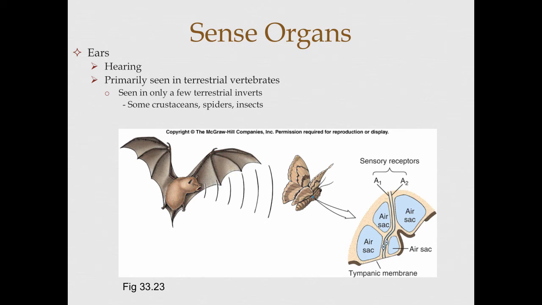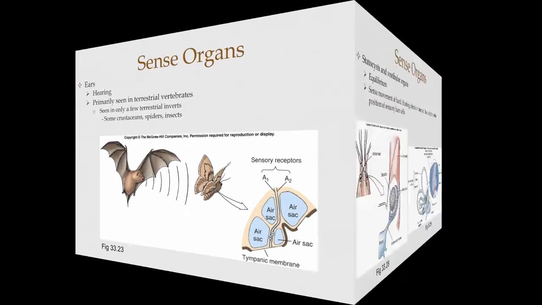Moths have air sacs that can sense vibrations associated with potential predators like bats. So they don't have ears like you're familiar with. Their hearing structures are associated with their thorax, but it's doing the same thing, picking up vibrations associated with sound, and they're using this to detect a potential attacking predator, and they go into these dives to try to escape the attacking bats. Ears are also seen in some spiders and even some crustaceans, but again, it's primarily seen in terrestrial vertebrates.